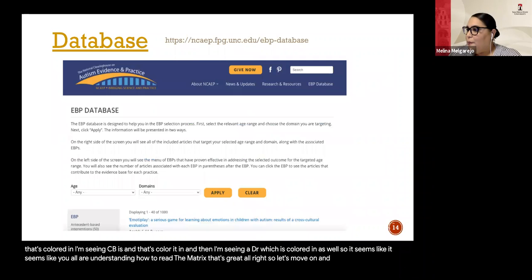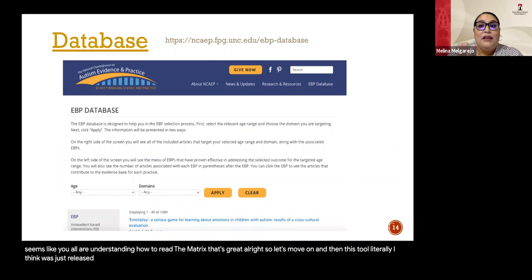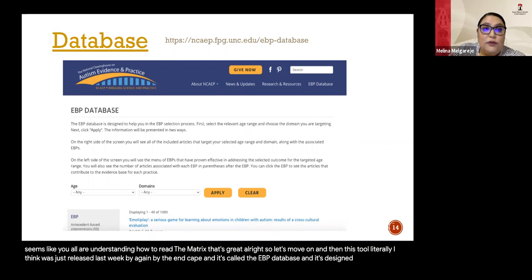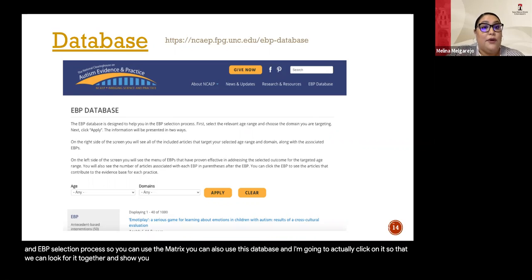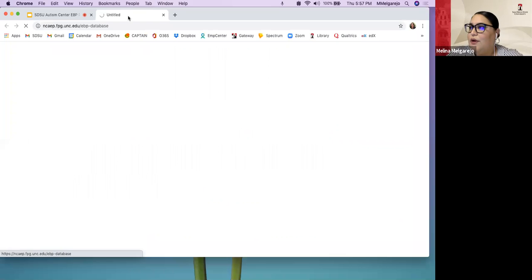And then this tool, I think, was just released last week by the NCAPE. And it's called the EBP Database. And it's designed also to help you in the EBP selection process. So you can use the matrix, you can also use this database. And I'm going to actually click on it so that we can look through it together and show you how to use it. Let me see if it'll open. Great.